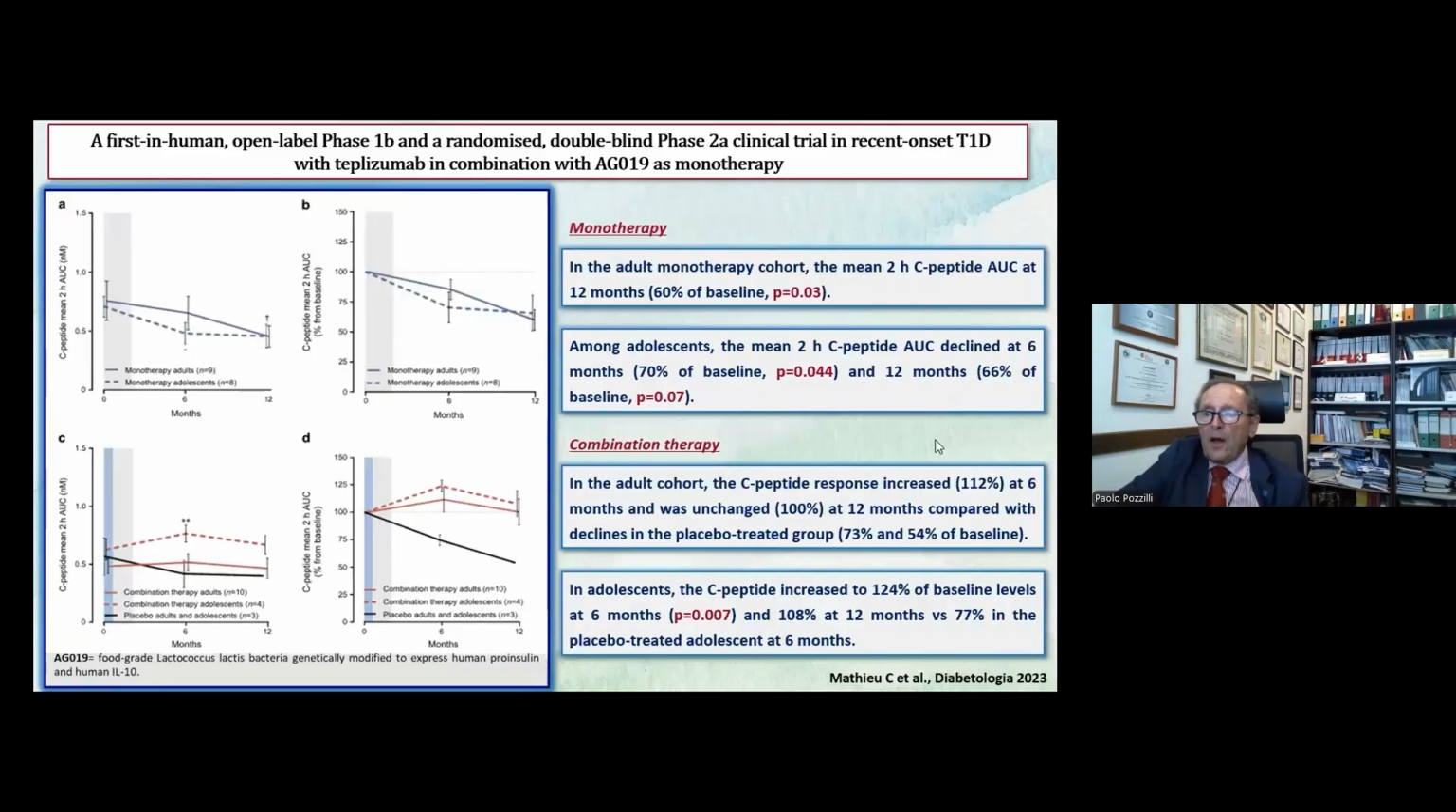Now, this is another interesting article that has been recently published in Diabetologia by Chantal Mathieu, on AG019 as monotherapy to induce tolerance to proinsulin. As you can see here, there are good results in terms of effect on the C-peptide. C-peptide is preserved, and also the mean 2-hour C-peptide, and compared to placebo the effect is definitely very significant at 6 months, with an increase of C-peptide of 124% compared to baseline.